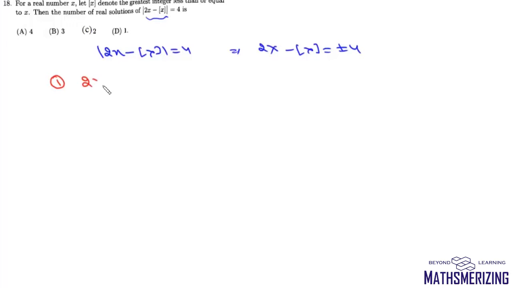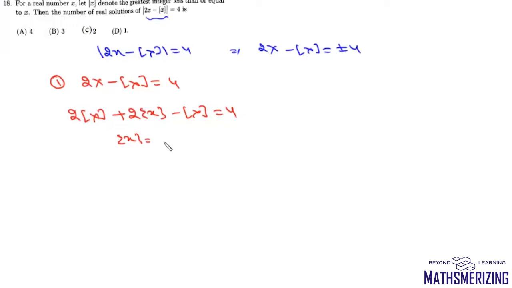When it is plus 4, we'll get 2x minus greatest integer function of x equal to plus 4. We can write x as greatest integer function of x plus fractional part of x. So it will be 2 times fractional part of x minus greatest integer function of x, equal to 4. So from here we'll get fractional part of x as 4 minus greatest integer function of x, divided by 2.